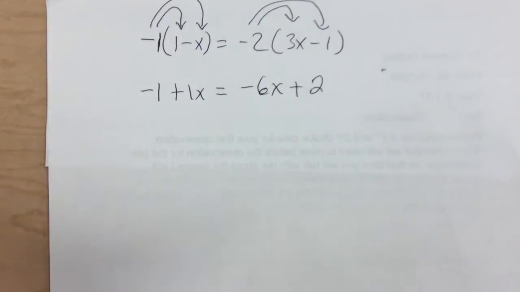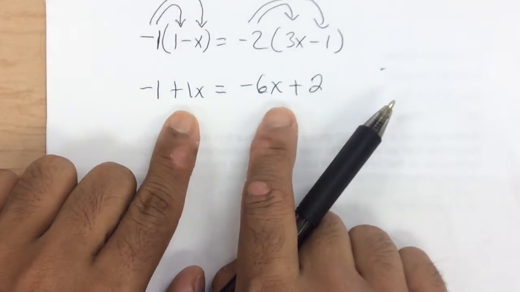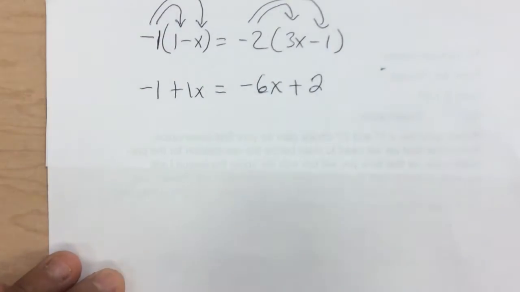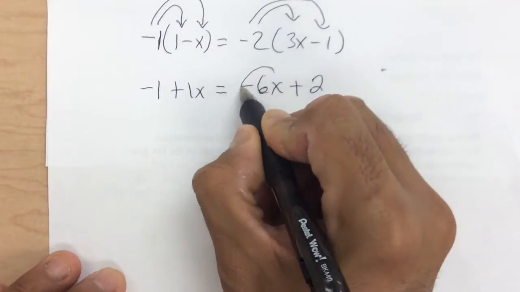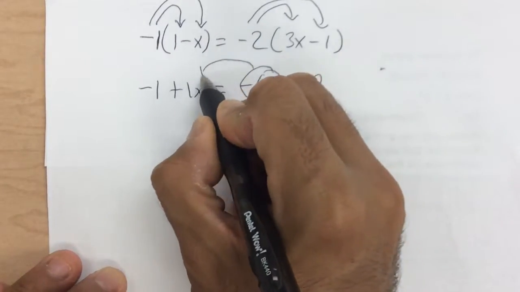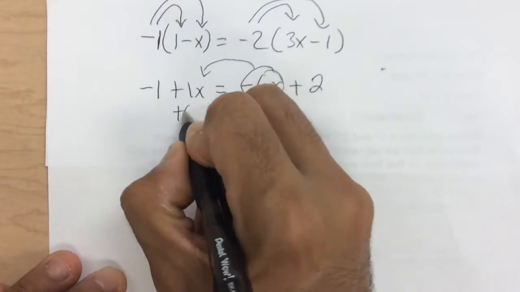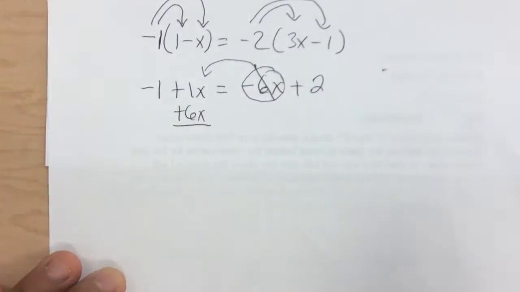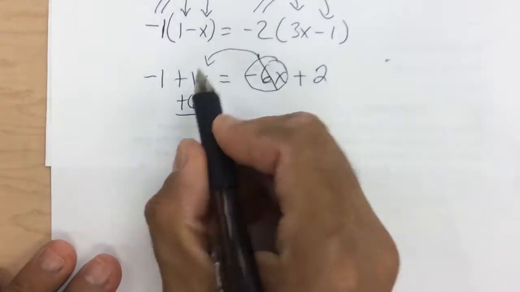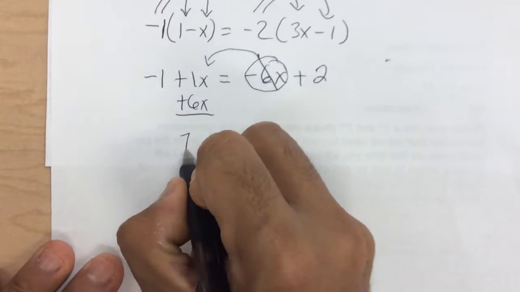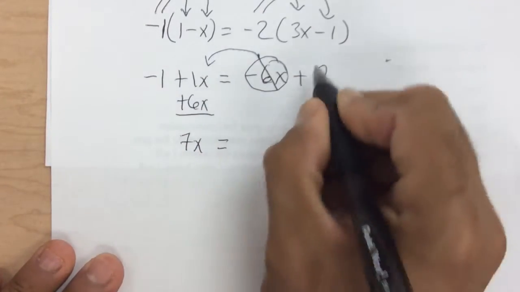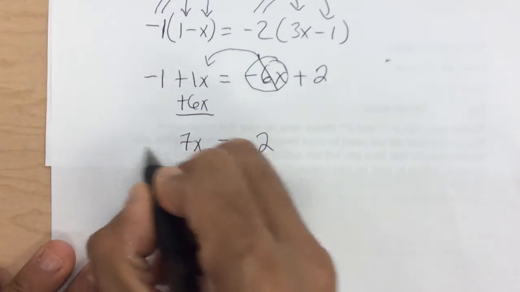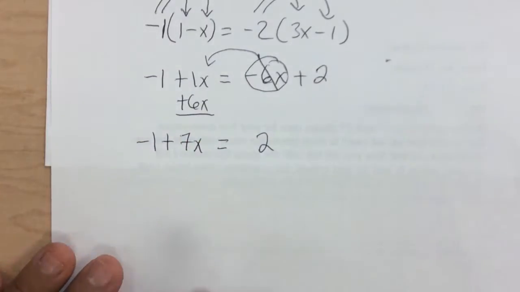Variables on both sides. I do have variables on both sides. So I need to decide which one I want to move. Well, this time I'm going to move the negative 6x over here to become a positive 6x. That way I can get a positive variable. Okay, so 1x plus 6x, 7x. Bring down your equals, bring down your 2, bring down your minus 1, and make sure you put a plus in between the negative 1 and the 7x.